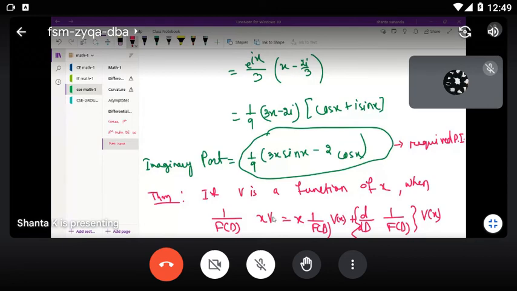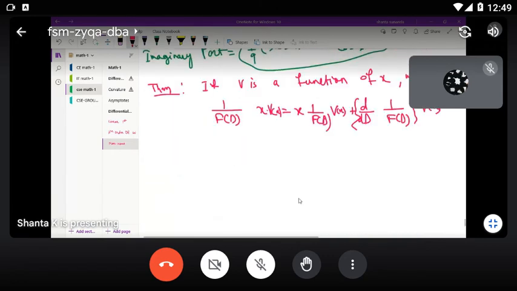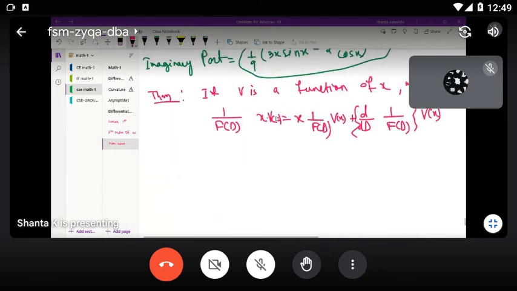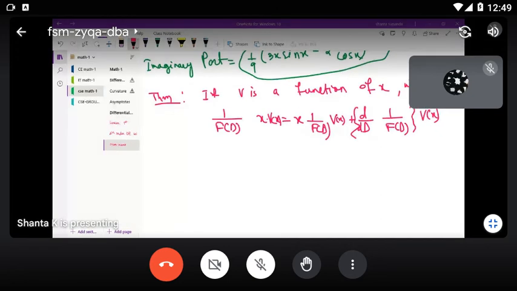Okay, so here b means b of x. If you have the function v of the form x into v of x, this is how you will go: x into 1 by f of t, p of x. Then d by, that means the differentiation of d of 1 by f of t into v.